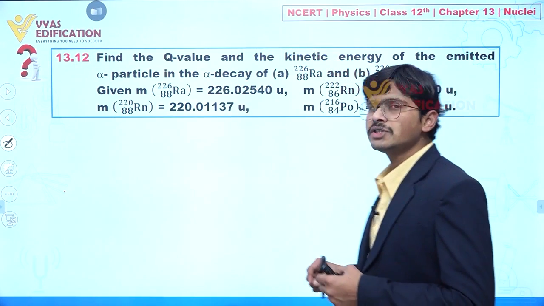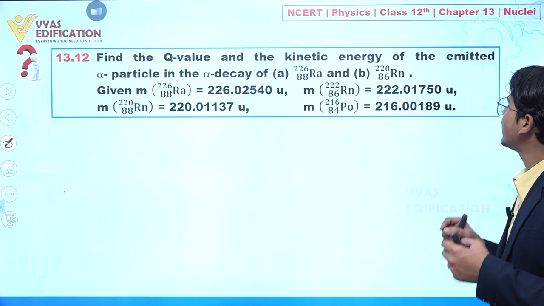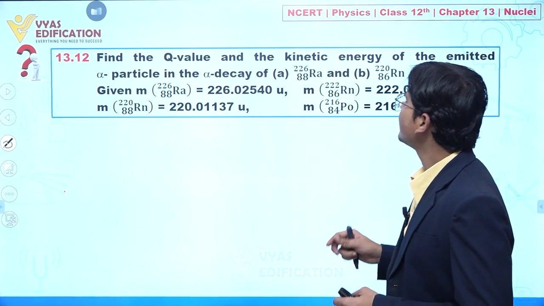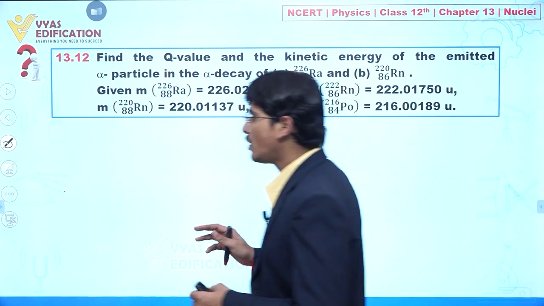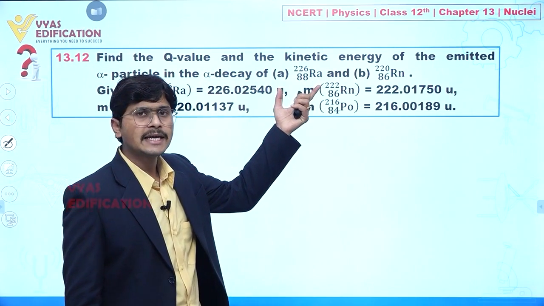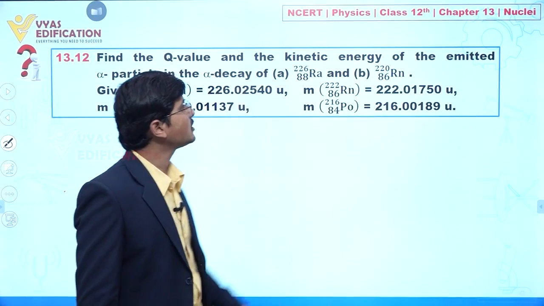Clear? In this question, we have to find the Q value and the kinetic energy of the emitted alpha particle in the alpha decay. Clear? Now two situations are given to you. First, this is the nucleus radium-226 with atomic number 88, and second, we have radon-220 with atomic number 86.